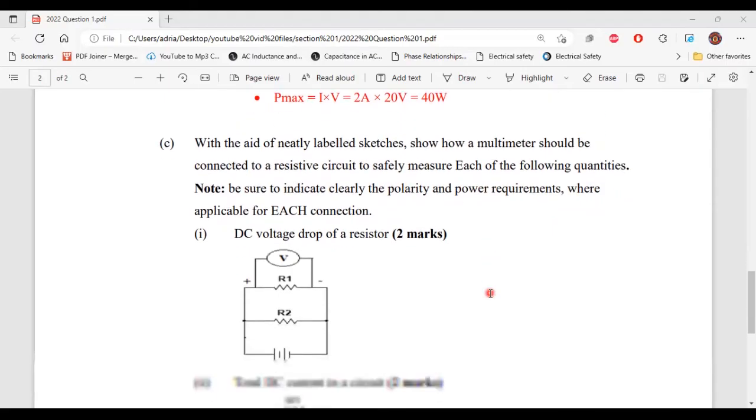All right, so here I have the circuit in place already, and the meter is connected in parallel with the resistor to measure the voltage across it. So this is how it is done. Whether it's a parallel circuit or a series circuit, the meter will be connected in parallel with the resistor to measure the voltage drop. Also, as you can see, the polarities are there. All right, so that's it for part 1 of C.